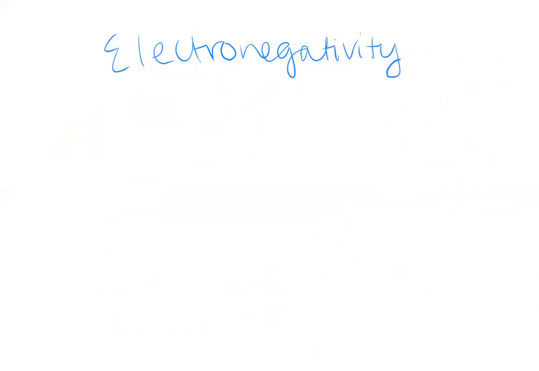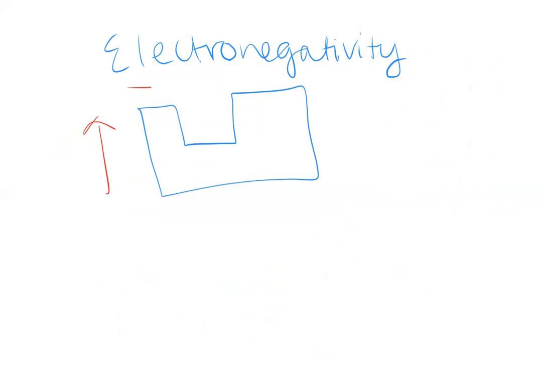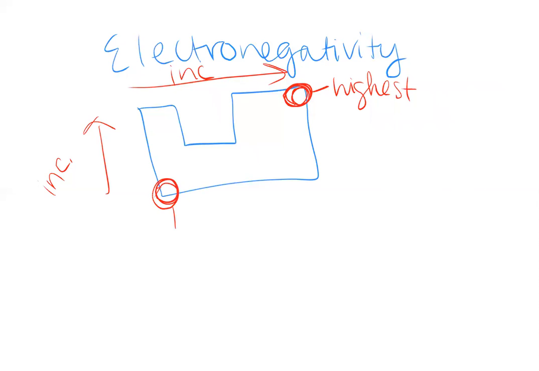Okay, so now let's talk about our third trend, electronegativity. Electronegativity follows the same path as ionization energy. Increases as we go up, increases as we go to the right. So once again, those with the highest are going to be here in our big corner, the highest electronegativity values. Those with the lowest are going to be found in this corner.